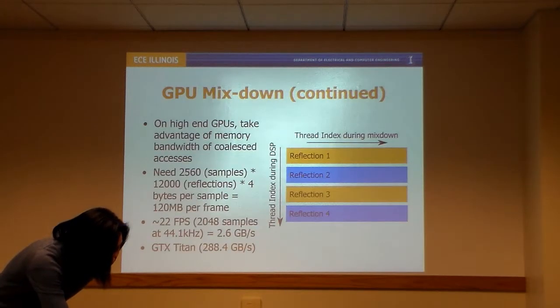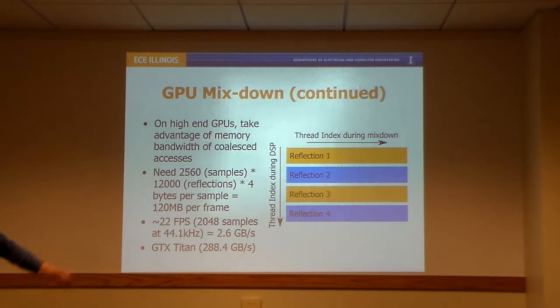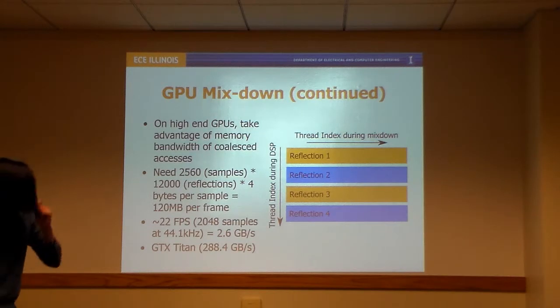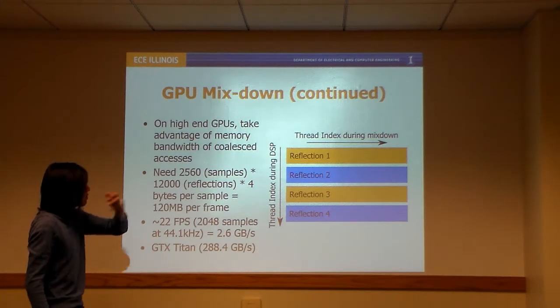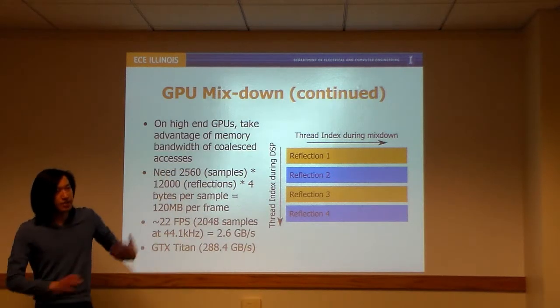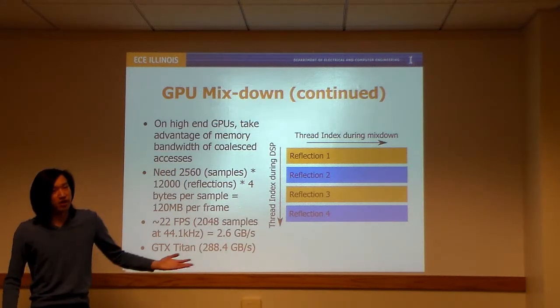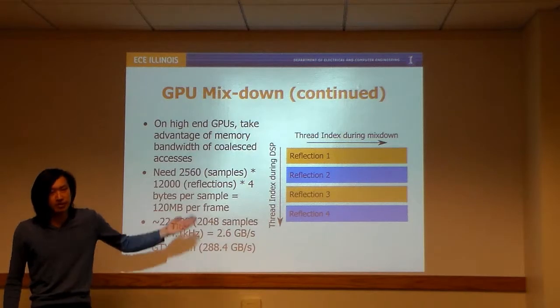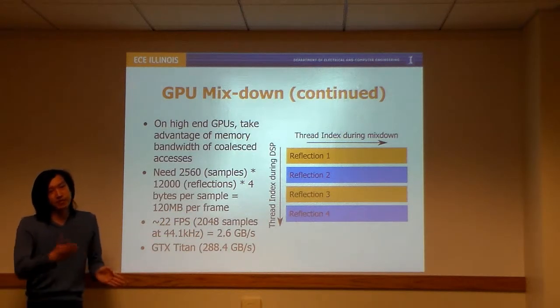Okay, and the final thing is this GPU mixdown. You're going to run into this problem if you do any parallel DSP work, because at the end of the day, we have to generate a stereo stream. We have to generate a left stream and a right stream, right? So the way we do the DSP is pretty straightforward. Every thread is assigned one of our 12,000 paths, because it maintains state within that thread.